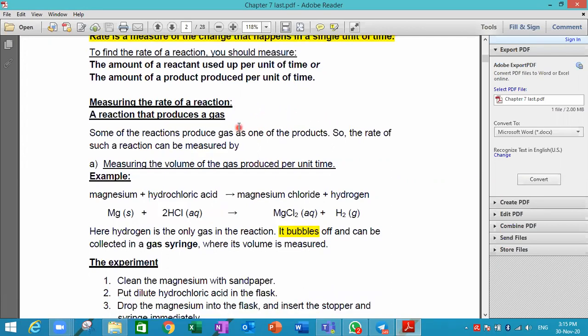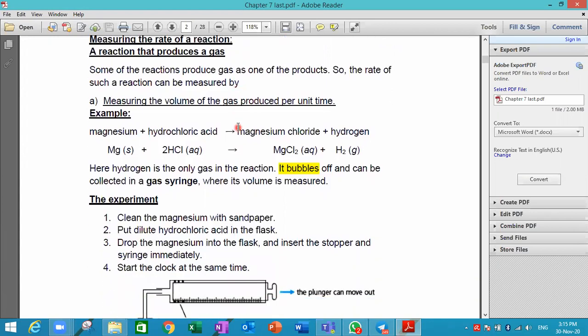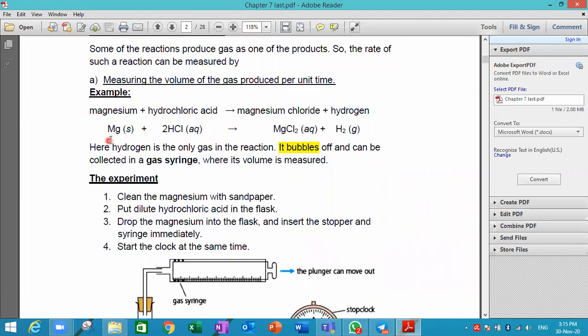For example, if I want to measure the rate of a reaction in which a gas is produced, where one of the products is in the form of a gas, such as magnesium metal reacting with hydrochloric acid to give magnesium chloride and hydrogen gas. So we see that here one of our products is a gas. We are going to use this gas and measure its volume produced per unit time to get an idea about the rate of such a reaction.